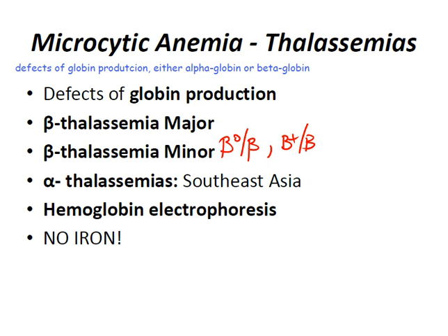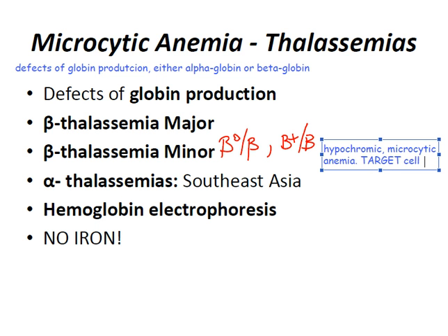So that's beta thalassemia minor, and it usually presents as a hypochromic, microcytic anemia. Target cells are often present. Don't forget the target cells. It's usually asymptomatic, and the presence of alpha 2 epsilon 2, the hemoglobin A2 levels, differentiates this from iron deficiency anemia, where they have been empirically determined to be decreased.